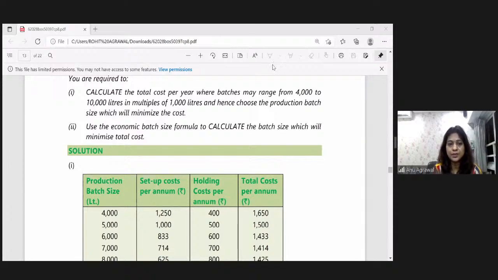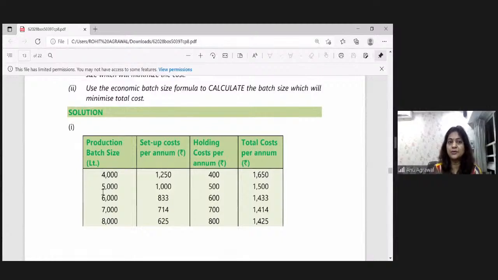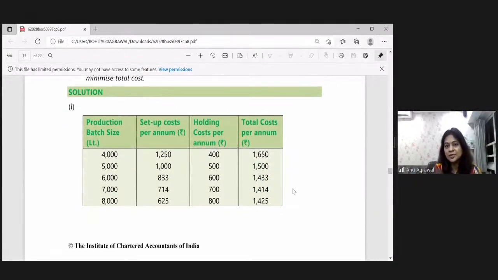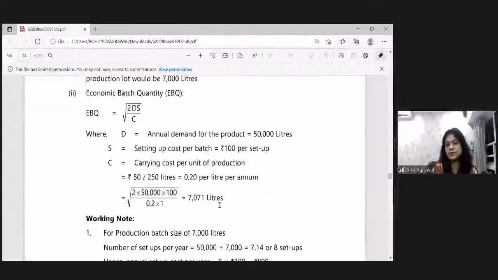Yes or no? So for 5,000, number of batches would be how much? 50,000 divided by 5,000, 10. So number of setups will be 10 into 100,000. Similarly, you can do that. So it is lowest at which point? 141, that means 7,000. Look at it. Even if you do it, your EBQ was coming out to be 7,000.